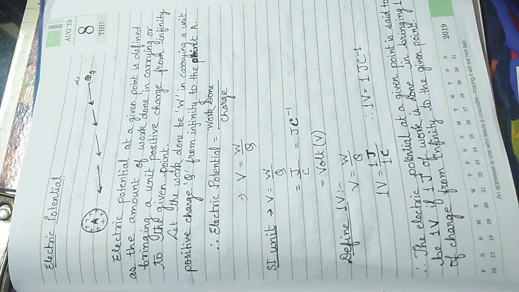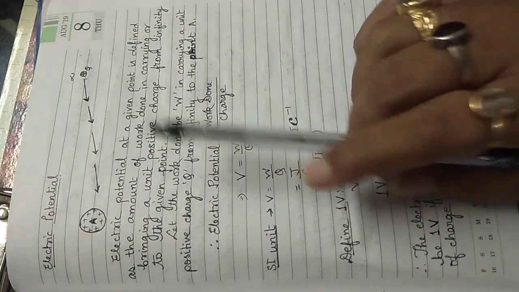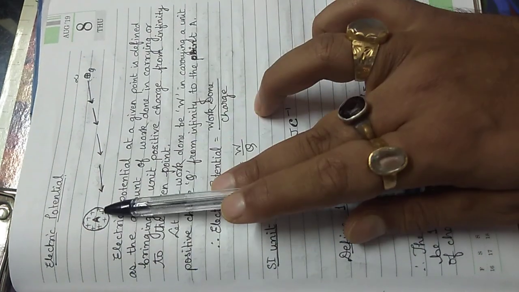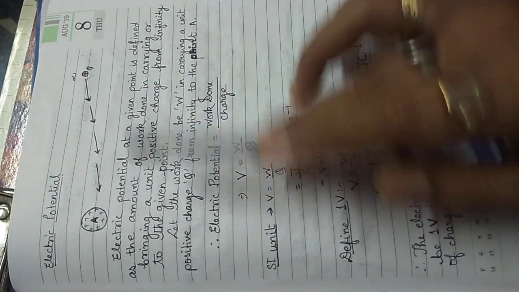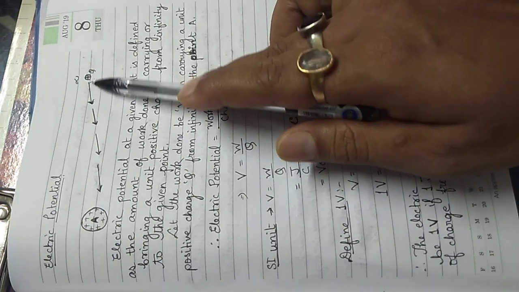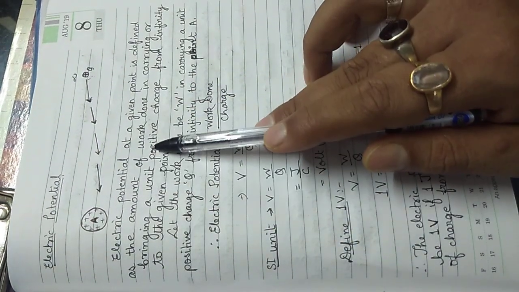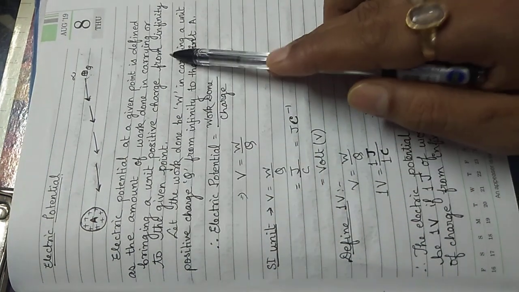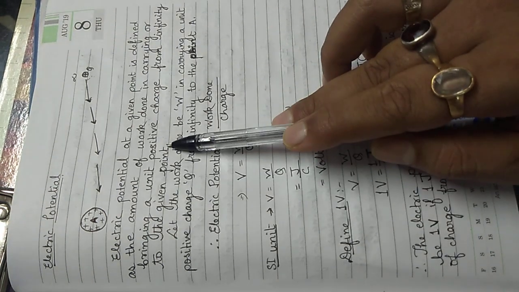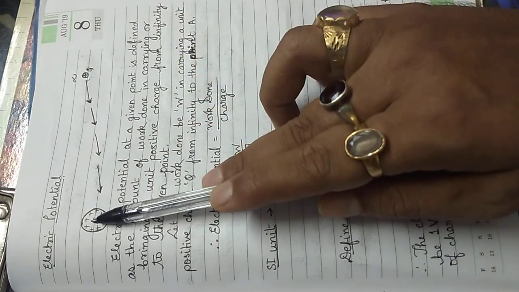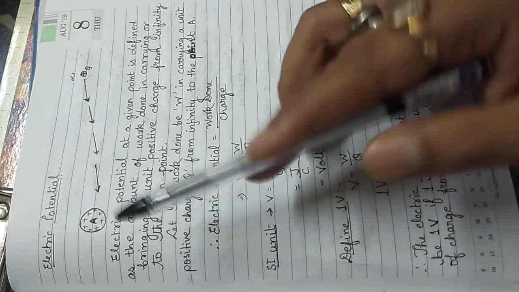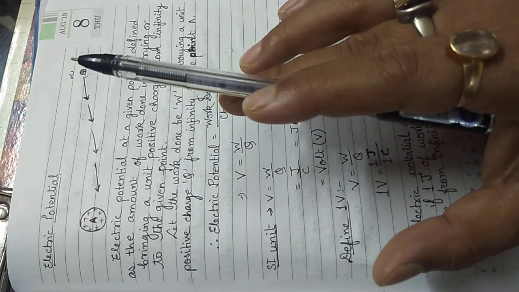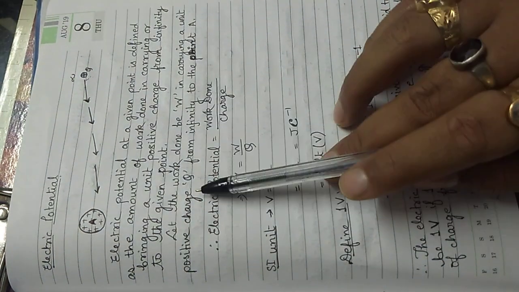So that is the concept of electric potential. Let us look at the theoretical definition: the electric potential at a given point, suppose the given point A, is defined as the amount of work done in carrying or bringing a unit positive charge from infinity to the given point. So the amount of work done in bringing this charge from infinity to this point is what is considered the electric potential at that point.